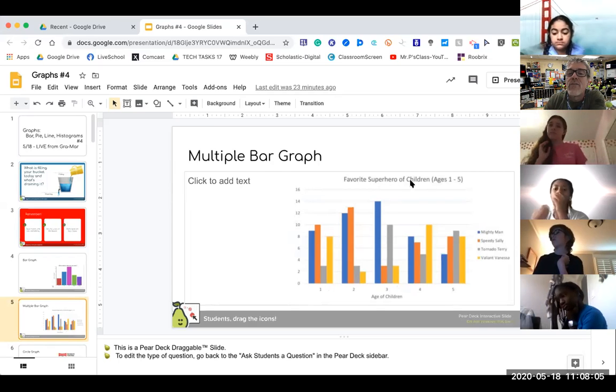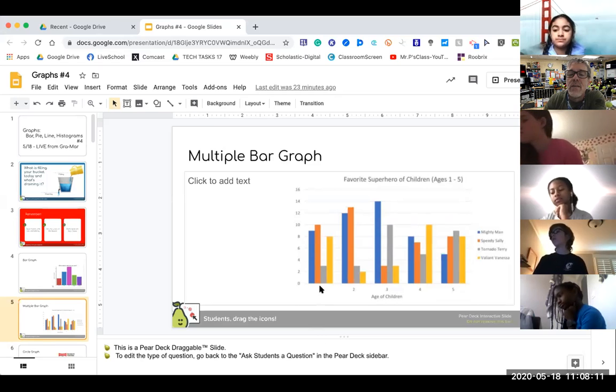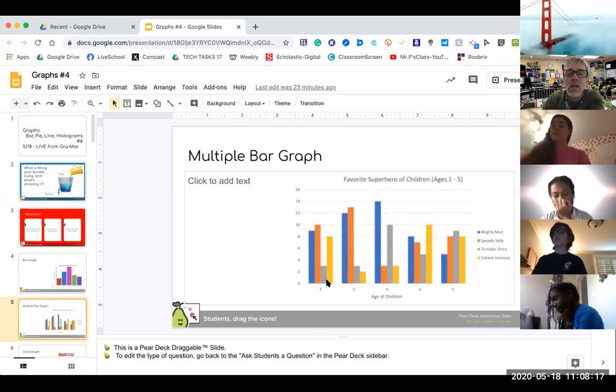So the title, if it were a single bar graph, the title would become Favorite Superhero of Children Age 1. Then Mighty Man and Lovely Lady, or whatever they were called, I can't see the other part of it because of the Zoom, would all be the X's, the x-axis, and then the numbers, the y. And then you'd have another bar graph for age 2, another for age 3, another one for age 4, etc. All right.